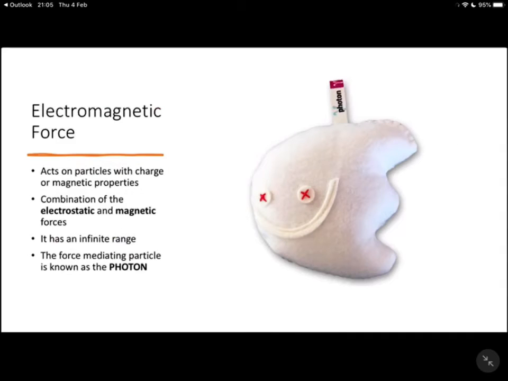The electromagnetic force acts on particles with charge or magnetic properties. It is a combination of the electrostatic and magnetic forces. The electromagnetic force has an infinite range, and the force-mediating particle for the electromagnetic force is known as the photon.